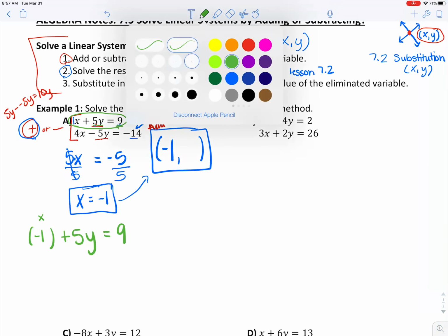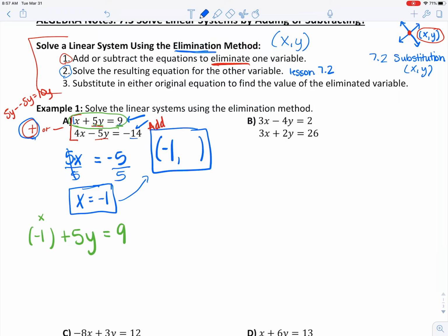All right, well, when we solve, we want to get rid of that negative 1, so we would add 1 to both sides. All right, so then those cancel. So now we have 5y is equal to 10. How do you undo 5 times y? You divide.